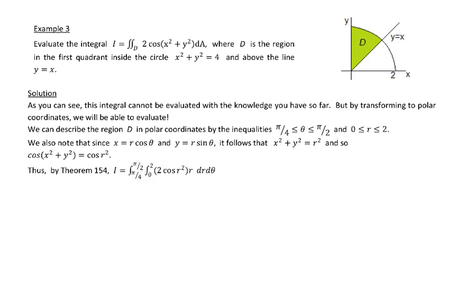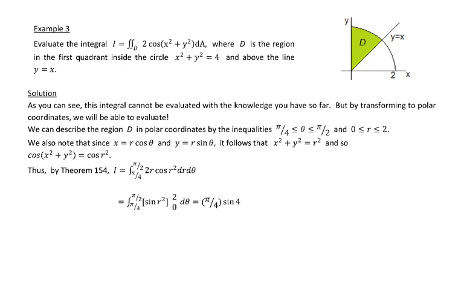We now use Theorem 154 to find a double integral in terms of r and theta. Note that we have added the Jacobian r. We can now calculate the double integral. You can check the calculations, and as you can see, the final answer is pi over 4 times sine of 4.